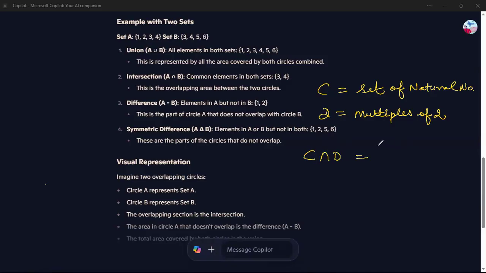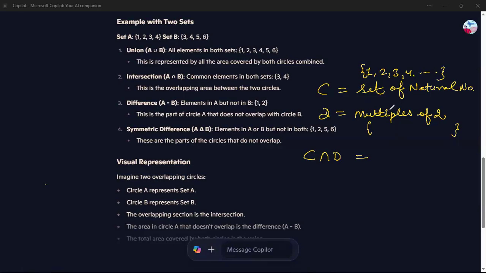How will we find out? Set C is natural numbers, and D is multiples of 2, so we need C intersection D. Yes, but how will we find it? What are the elements in set C? It starts from 1, 2, 3, 4, and it goes on. Yes. And what are the elements in set D? 2, 4, 6, 8, 10, and it goes on.